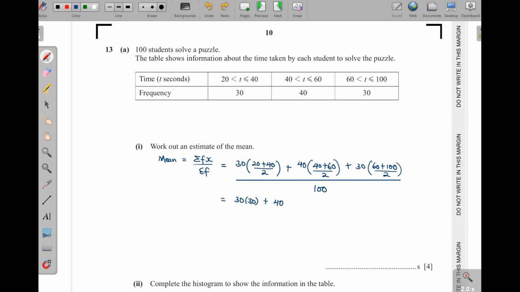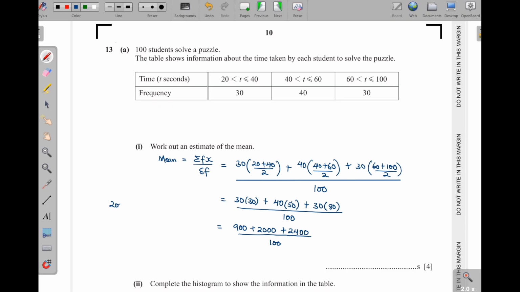Isn't this 100 divided by 2? That is 50. Then we have 30 times 160 divided by 2, that is 80. Then we divide by 100. This one is 900. 3 times 3 is 9, and then the 2 zeros. Then 4 times 5, that one is 20. Then you add on the 2 zeros. And then 3 times 8, that one gives us 24. Then add on the 2 zeros, 0, 0, then out of 100.